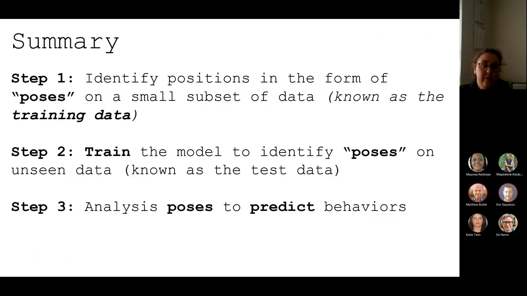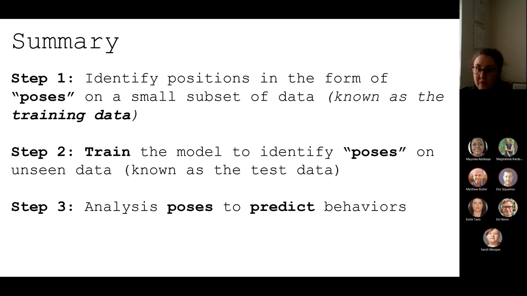So just a summary. Step one, we identified positions in the form of poses on a small subset of data. This is otherwise known as the training data. Step two, train the model to identify poses on unseen data, known as the test data. And step three, analysis of poses to predict the behaviours. So we've done step one, and this part is part of step two of the whole DeepLabCut framework.